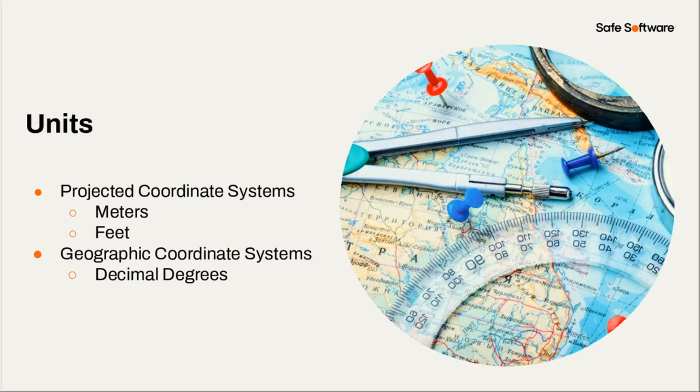And again, when we're talking about units, typically with projected coordinate systems, they're in meters or feet, depending on the coordinate system used. So these are linear units. And with geographic coordinate systems, these are typically in angular units, so degrees or radians. Or in software such as FME, you might see these in decimal degrees since it's easier to display than fractions.